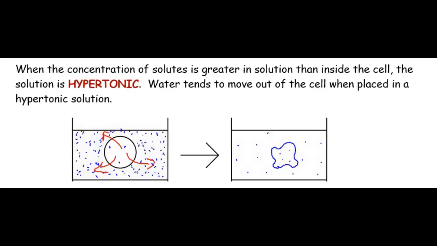Again, this is not meant to be accurate. It's just to give you an idea. And so what do we call that situation? We call that a hypertonic solution. So the solution is hypertonic, and the water is going to move out of the cell when placed in that solution.